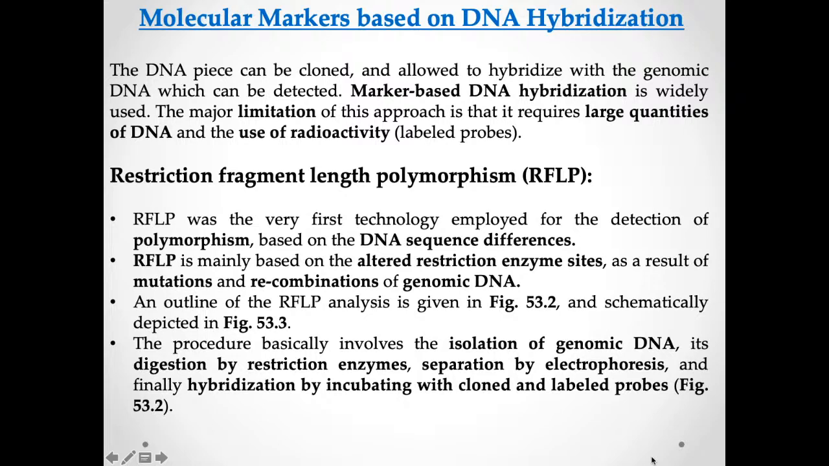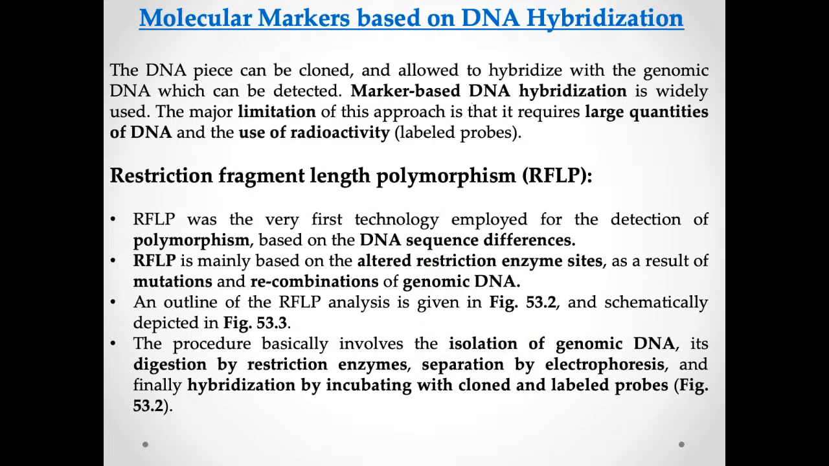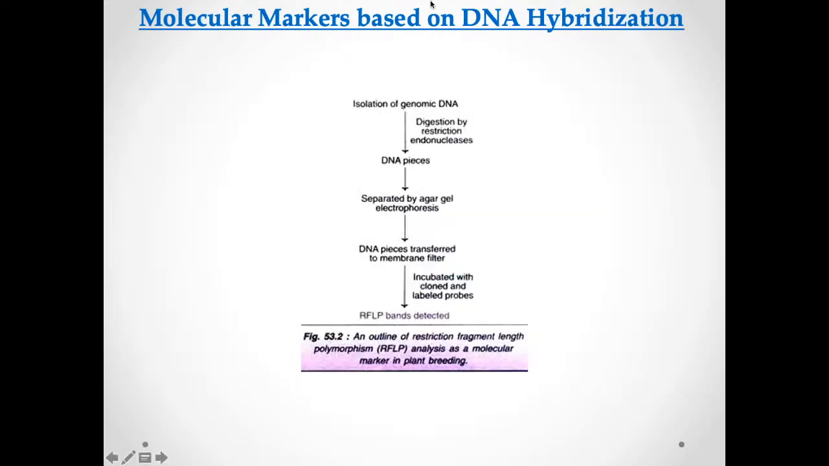In this procedure, first we isolate the genomic DNA, then digest with restriction enzyme, then separate with electrophoresis, then hybridize with cloned or labeled probes. So RFLP is a marker based on DNA hybridization. You isolate your genomic DNA, then digest with restriction endonucleases. You have a lot of DNA pieces, then you separate by agarose gel electrophoresis, and then the DNA bands are transferred to a membrane filter, then incubated with the cloned and labeled probes. Then you have the RFLP bands that are detected at the end.